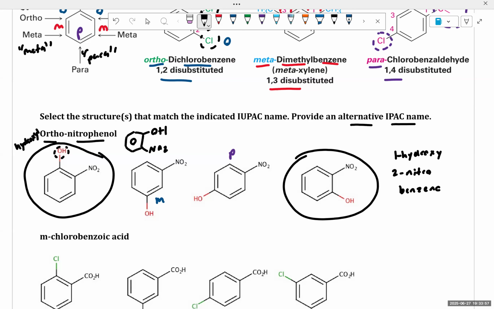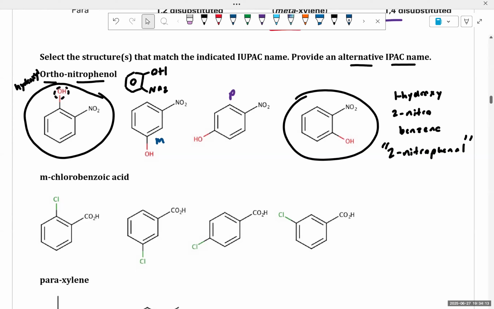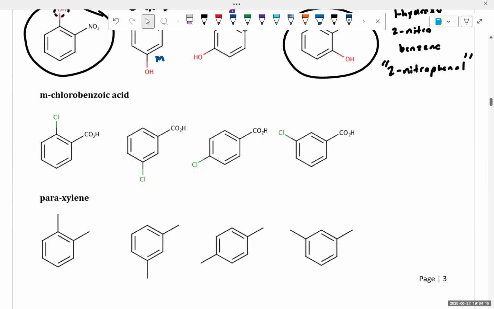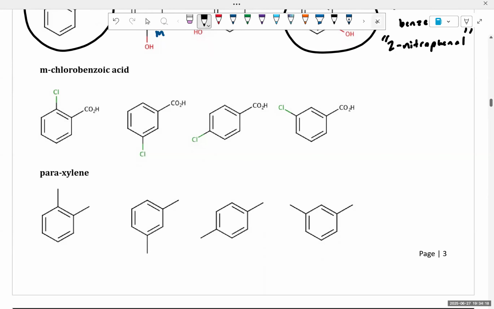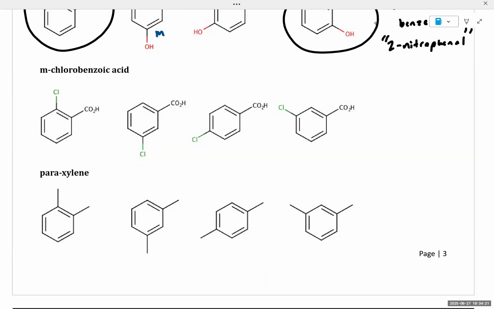I prefer naming this as orthonitrophenol. You could also name this as 2-nitrophenol. That's another alternative name. Let's take a look at these next two cases. I'd like you to pause the video and circle each of the compounds that correspond to the given IUPAC name. And then I'd like you to attempt to provide another IUPAC name for each compound. So pause the video, take a few moments, and then we'll discuss.